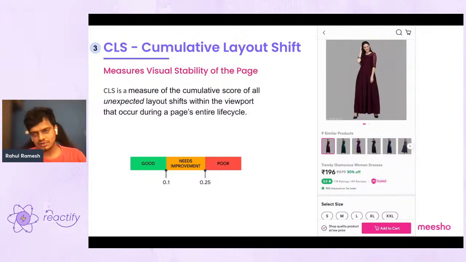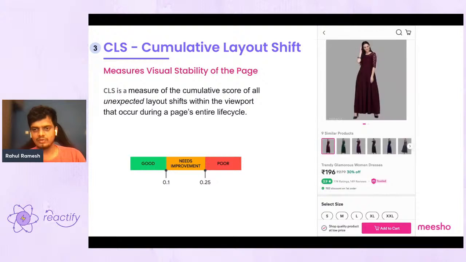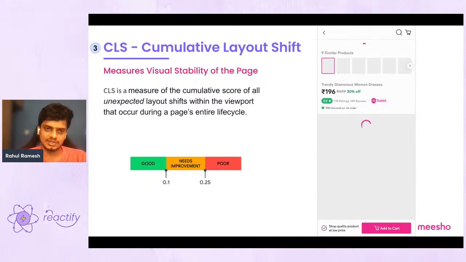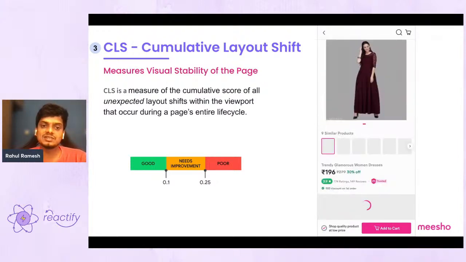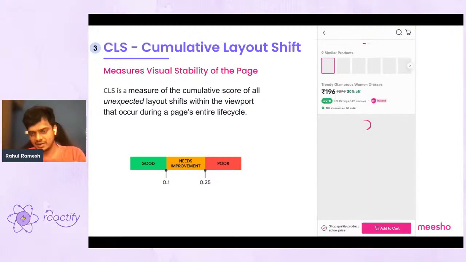So it is pushing lots of elements down, which can impact the other elements as well. So CLS measures those things basically. CLS measures the cumulative score of all the unexpected shifts. It's the sum of all the shifts that happen within a certain period, basically, right?